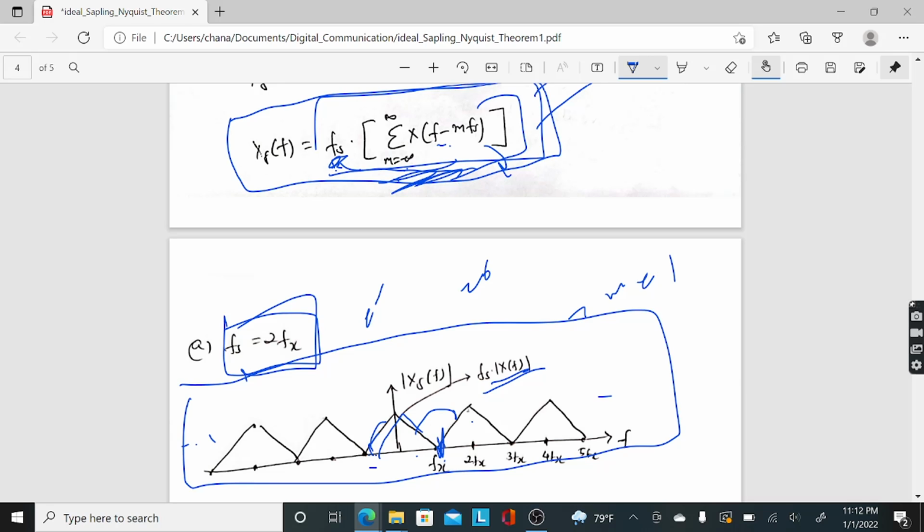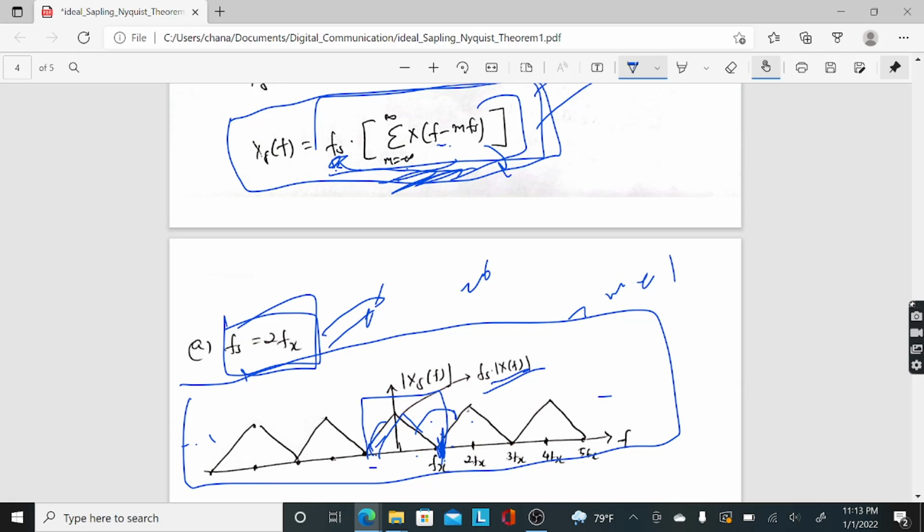So on the receiver side, if I use a low pass filter with a cutoff frequency from minus fx to plus fx, I can recover back my original signal x of t. So all I need in the receiver side, my reconstruction filter, would be an ideal low pass filter with cutoff fx, and I can get back my original signal x of t. Since in frequency domain it is same as x of f, so in time domain it will be same as x of t, as we studied in the previous videos. So this is the condition when fs is equal to 2fx.